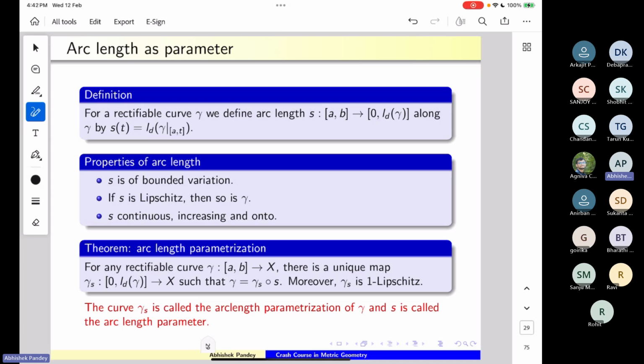So this is the theorem, arc length parametrization. For any rectifiable curve gamma, there is a unique function gamma s such that gamma equals gamma s composed with s. This gamma s is known as the arc length parametrization of gamma, and s is called the arc length parameter. This is true for any rectifiable curve. It means that any rectifiable curve can be parametrized by its arc length, and this map gamma s is unique.